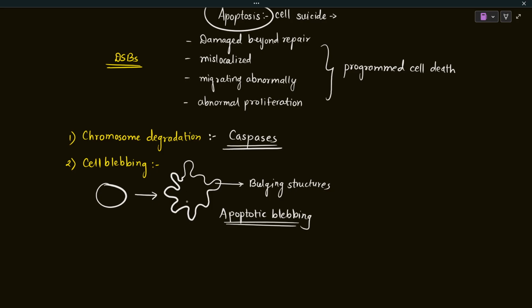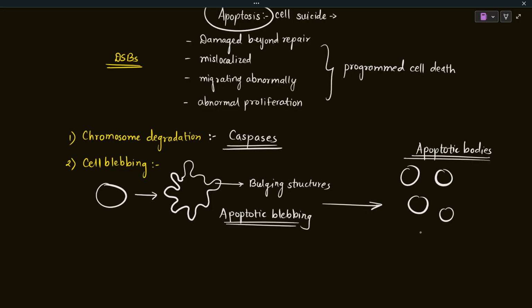After cell blebbing, the cell undergoes fragmentation and forms fragmented bodies, which are known as apoptotic bodies. These apoptotic bodies are further engulfed by phagocytes, so that this engulfment ensures that the subcellular components of the cell will not be released in the extracellular matrix. So the surrounding tissue will not have any subcellular components released in them.